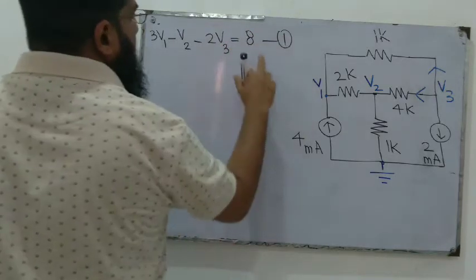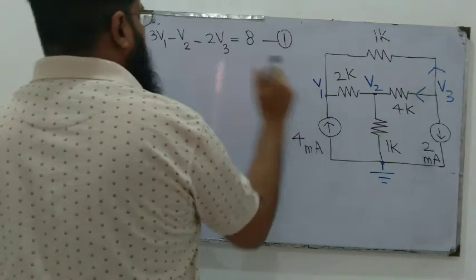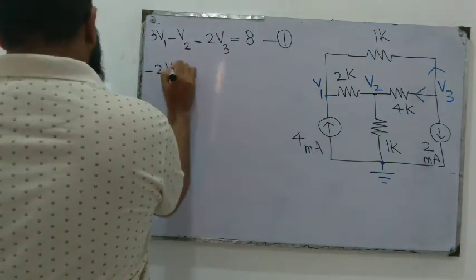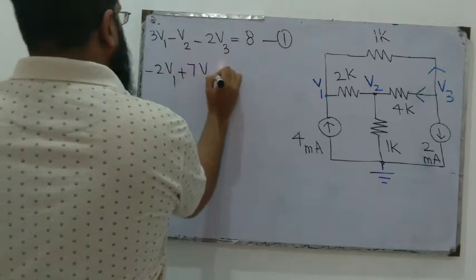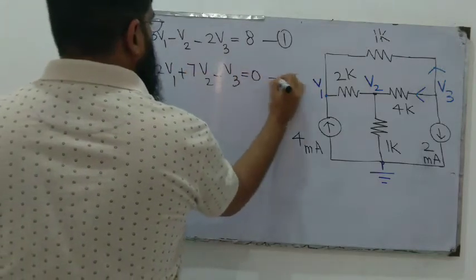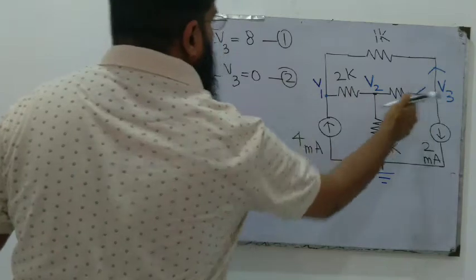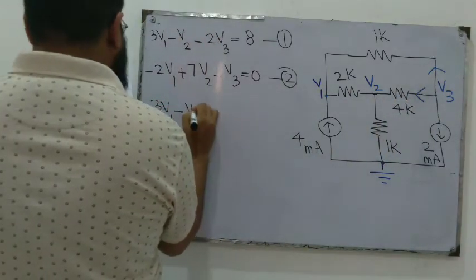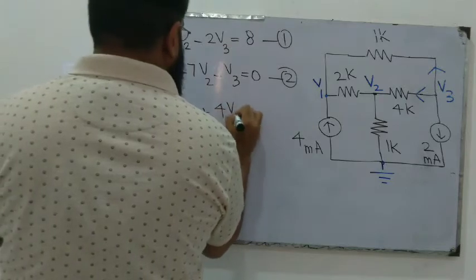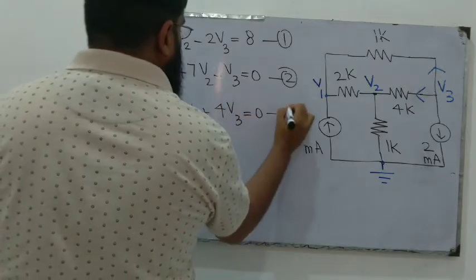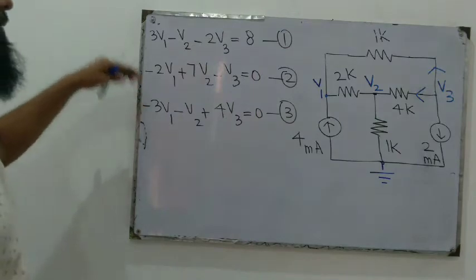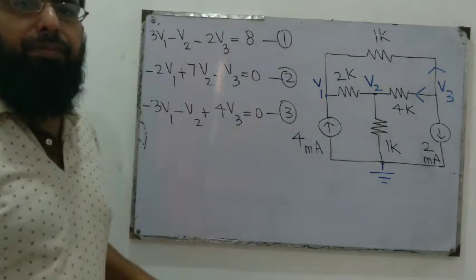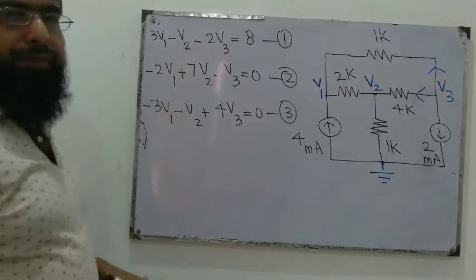This is the rearranged equation for node 1. The rearranged equation for node 2 is minus 2V1 plus 7V2 minus V3 is equal to 0. And the equation for node 3, once rearranged, looks like minus 3V1 minus V2 plus 4V3 is equal to 0. We have these three equations and three variables. Now we can take help from MATLAB to solve for V1, V2 and V3.